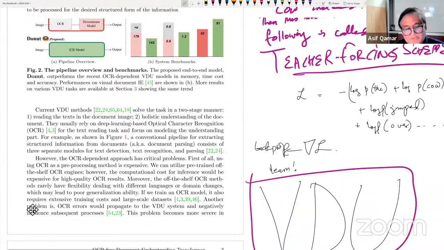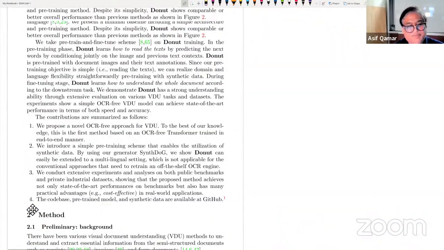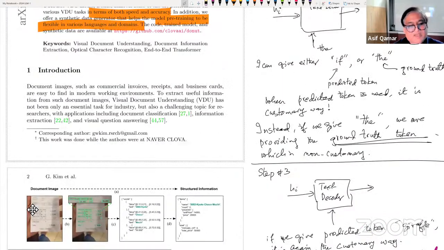The introduction, I won't go through the whole paper, but just the introductory part is important. I'll read through it. Document images such as commercial invoices, receipts, and business cards are easy to find in the modern working environment. To extract useful information from such documents, visual document understanding has been not only an essential task for industry, but also a challenging topic for researchers, with applications including document classification, information extraction, and visual question answering.